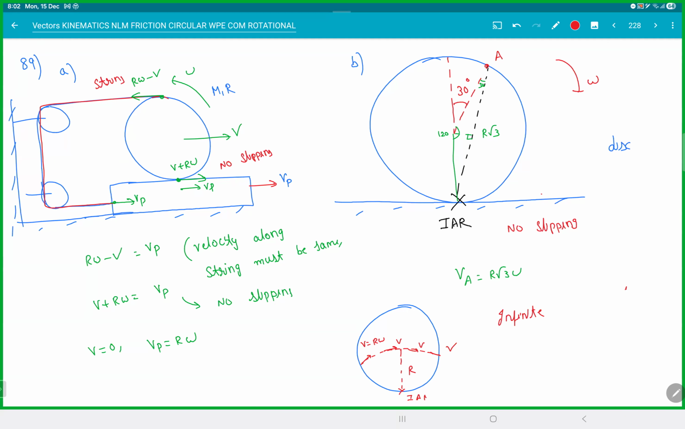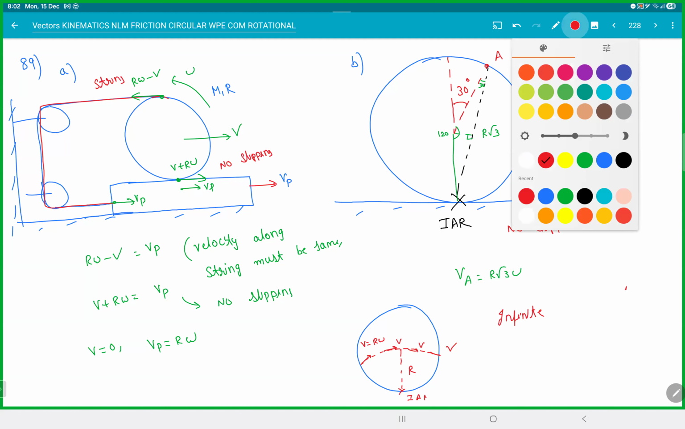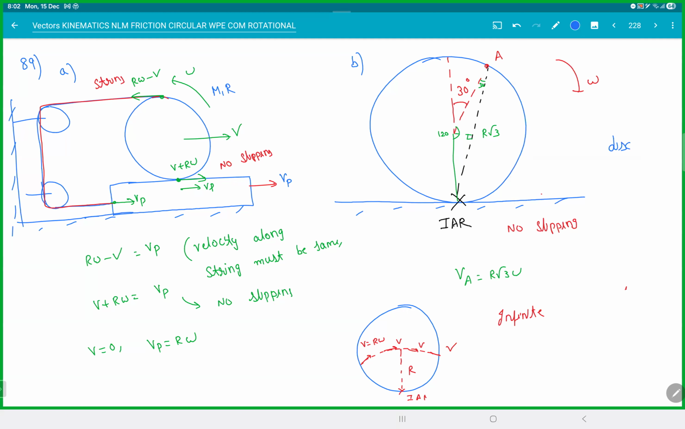Why is R omega minus V negative VP? They should go in the same direction. This is pushing this way. The string is also getting tight here. The string released by the upper part must be equal to the string gone from the bottom part. Whatever the string is becoming loose, this should make it tight.